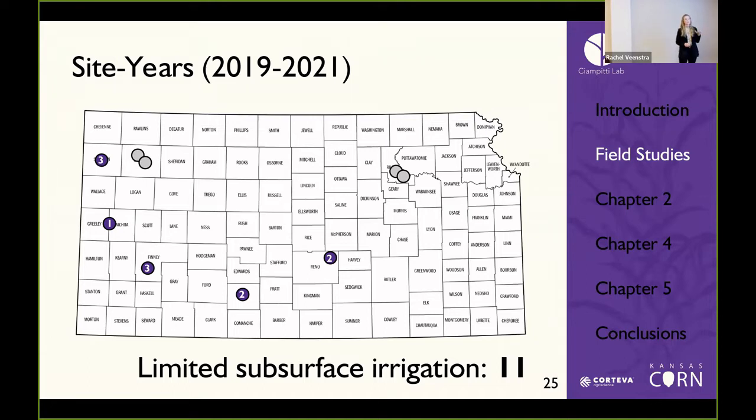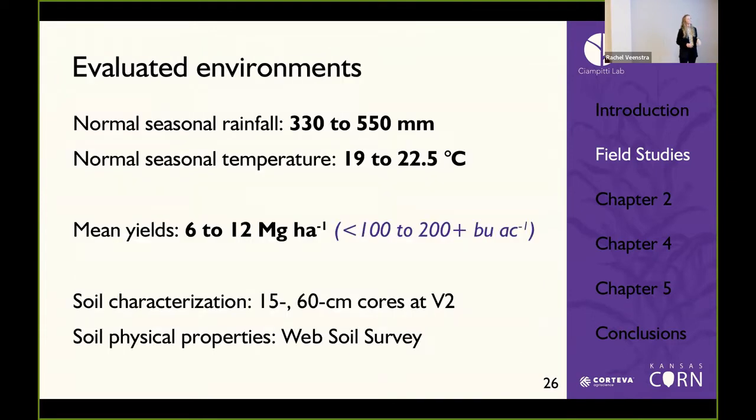But this was 2019 to 2021, so across 3 years. Our environments, the normal seasonal rainfall ranged from 330 to 550 millimeters. And then our seasonal temperature from 19 to 22.5 degrees Celsius. The mean yield at each site ranged from 6 to 12 tons, which is less than 100 to over 200, if that conversion to English units is less comfortable for you. The soil characterization was accomplished with 15 and 60 centimeter cores at V2, and then our soil physical properties were downloaded from the Web Soil Survey based on the coordinates of each site.